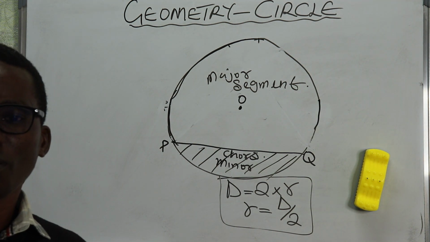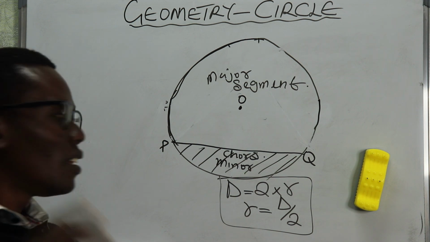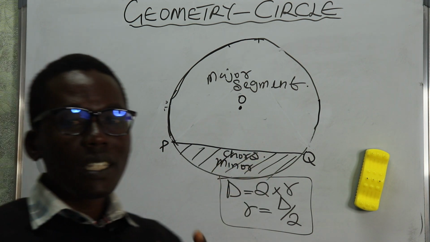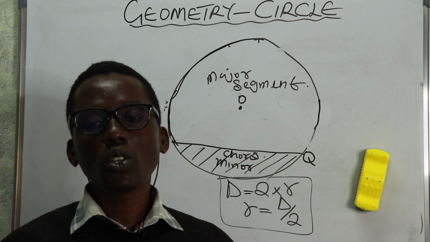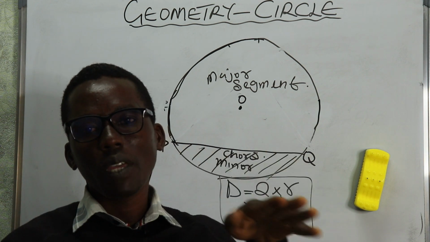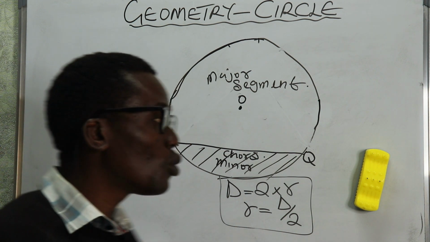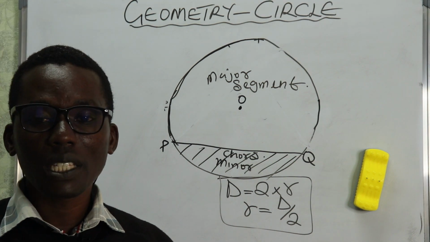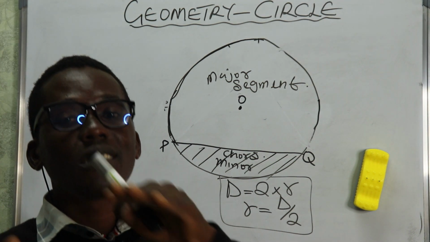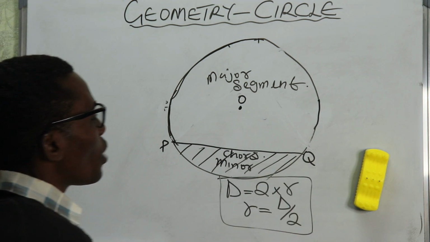This segment is called the major segment because it's the larger part of that division. Now take note that a diameter divides the circle into 2 equal parts. The chord divides the circle into unequal parts, and from the division of the chord we have the minor segment and the major segment. But when a diameter divides a circle into 2 equal parts, what we have is no longer a segment, but a semicircle.